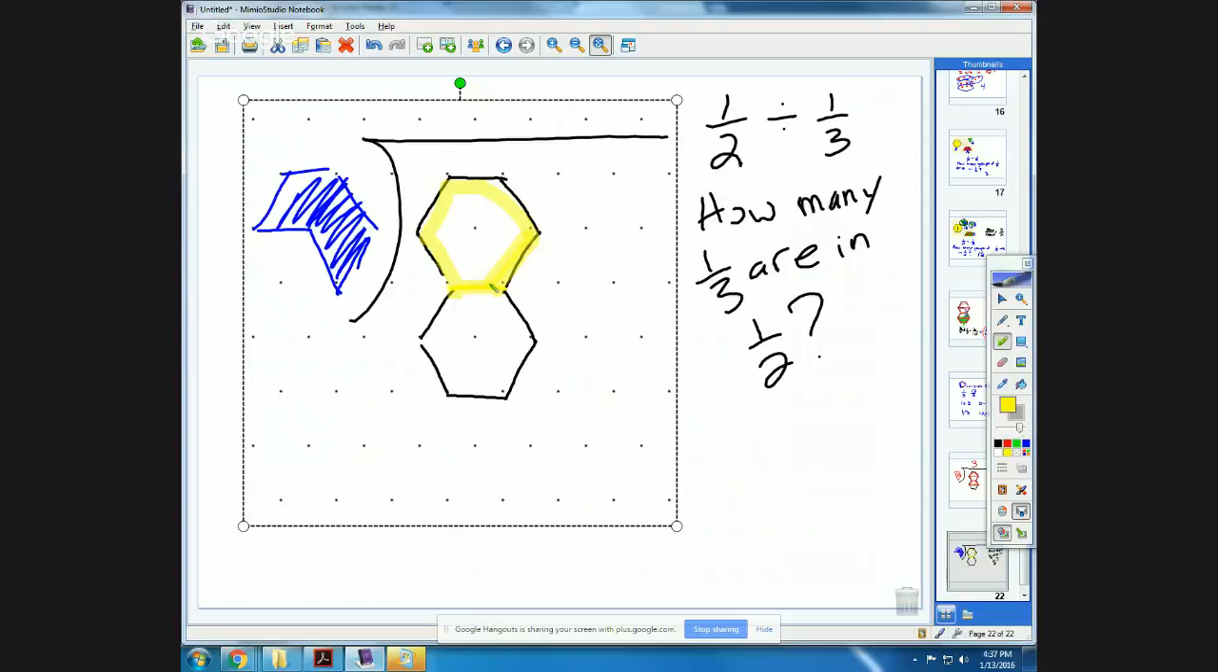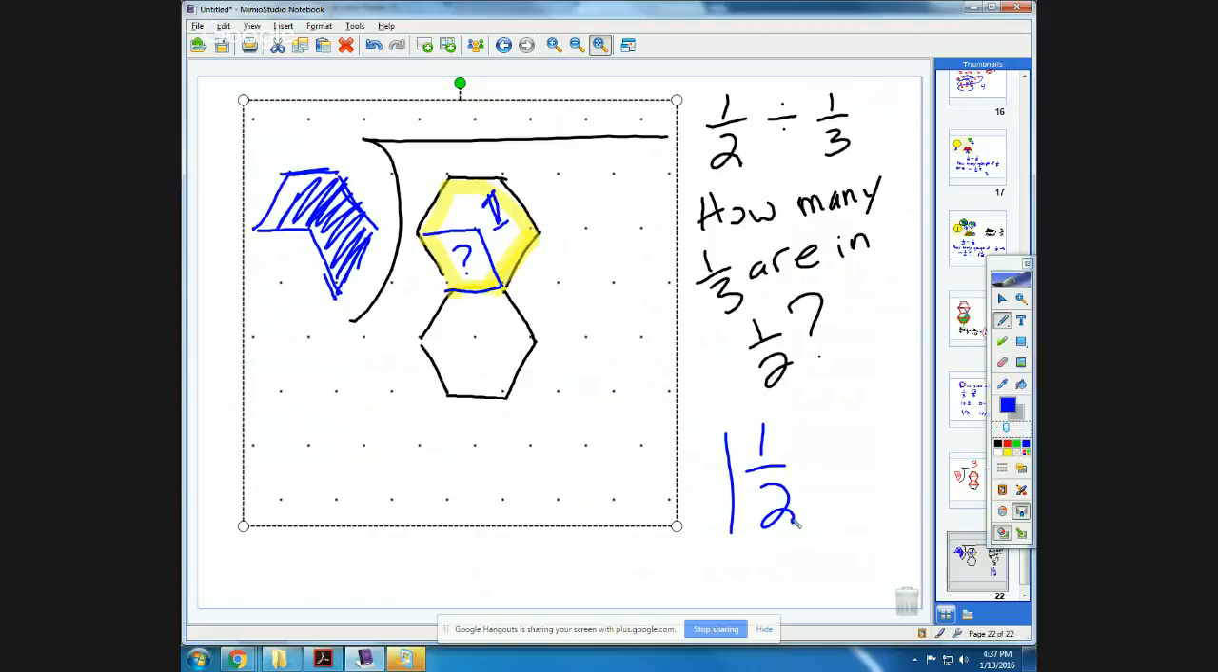All right, so when I start messing with that, let's go back to blue. Well, here is one of those, right? But then I have this part right there. How would I describe that part compared to what I'm looking for? I'm looking for this guy here. What's that remaining chunk? It's a half of what I'm looking for, isn't it? So doesn't it look like there's 1 and 1/2 of the chevrons inside the hexagon? And that's the answer we came up with before.